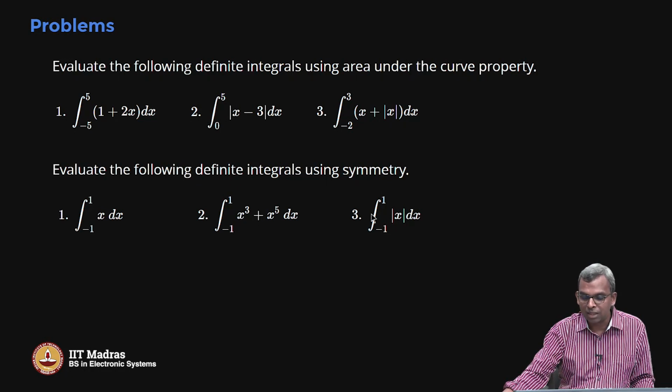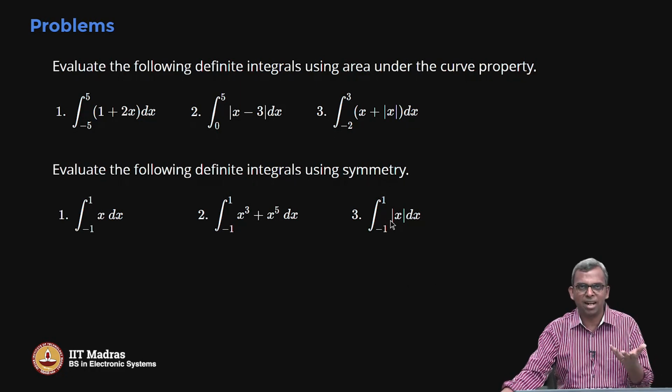Okay. The last question is an even function. Mod x is even. Whether you put x or minus x, you get the same value. So mod x is even. So the integral minus 1 to 1 of mod x, you can write it as 2 times the integral 0 to 1 of mod x, and then evaluate that integral using the area under the curve property.